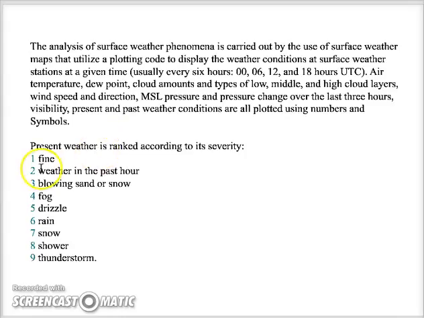So from 1 to 9, we define the weather severity. We have fine weather in the past hour, blowing sand or snow, fog, drizzle, rain, snow, shower, thunderstorm.